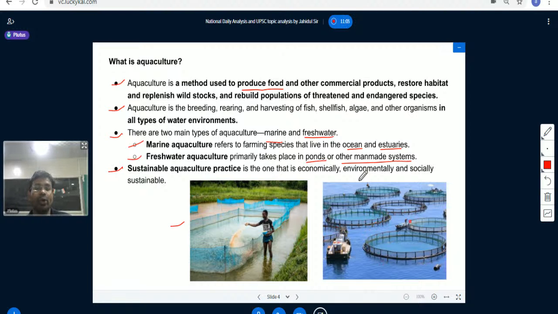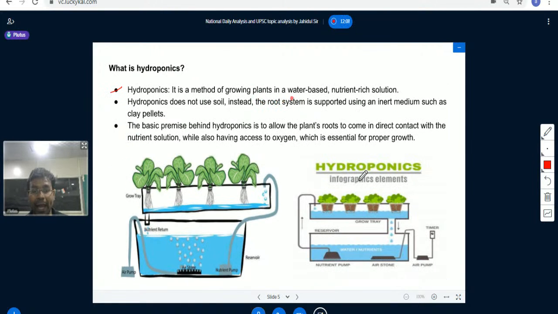Here again aquaculture practices are being done, but it is being done in open oceans or in the sea. So this is marine aquaculture. The salinity of water, if we talk about the ocean water, is more saline.